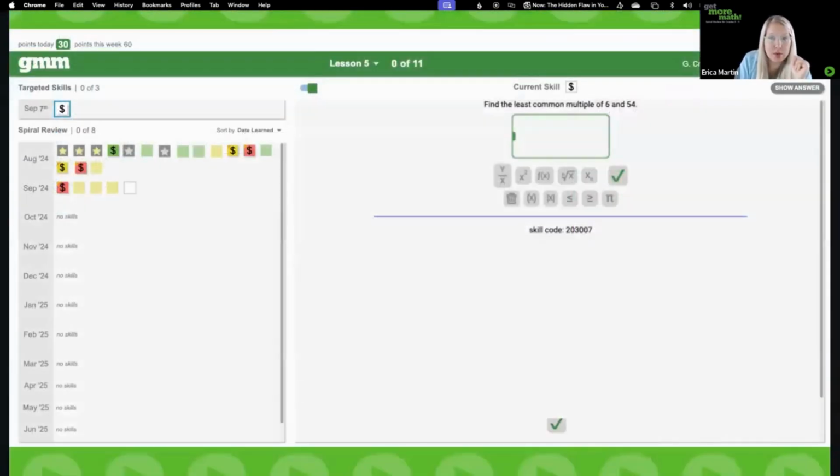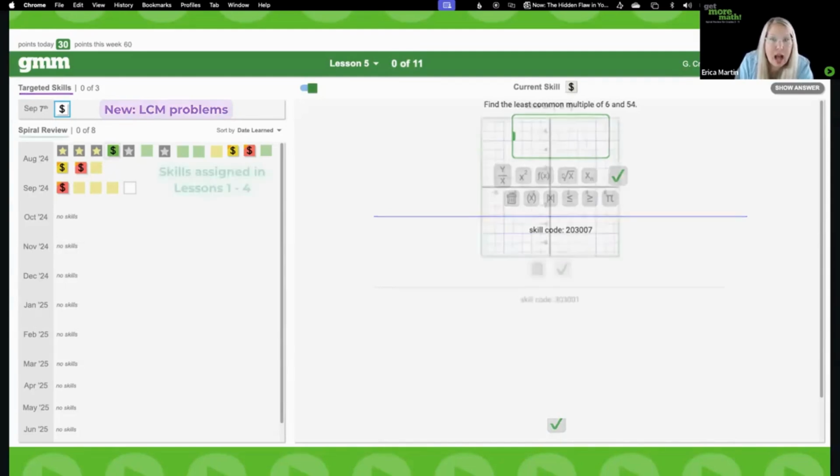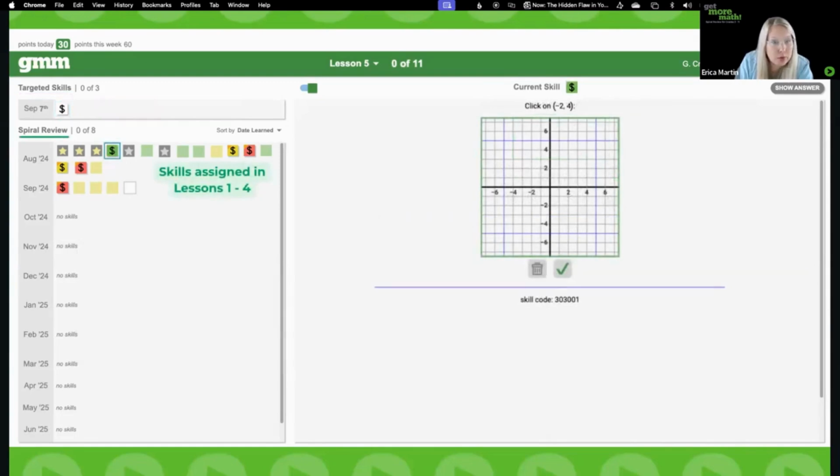Here's what it looks like as a student. As a student, I'm logged in. You can see on the right, there's my least common multiple problem. That is coming from that white square in the targeted skills section. Once I complete that, I will then move down into the spiral review section. There's lots of squares down there. Those are the skills that were assigned from lessons 1, 2, 3, and 4, and you can see the problem changed on the right.